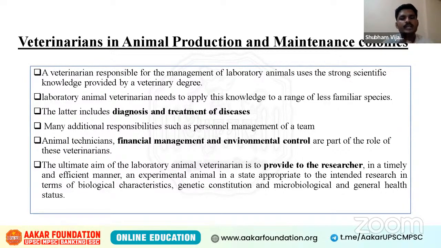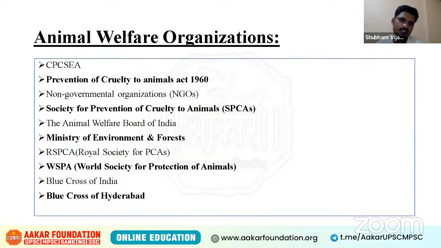A laboratory animal veterinarian particularly has to apply all his knowledge so that animals should suffer less. They can also diagnose and treat the diseases. Then additional responsibilities are the personnel management of his own team, and additional duties like financial management and environment control. The ultimate aim of a laboratory animal veterinarian is to provide the animals to the researchers in a timely and efficient manner.